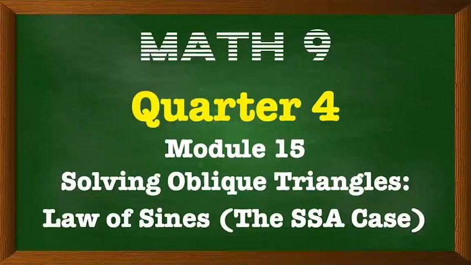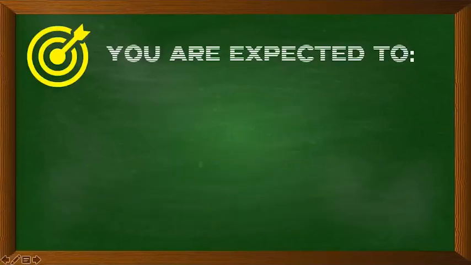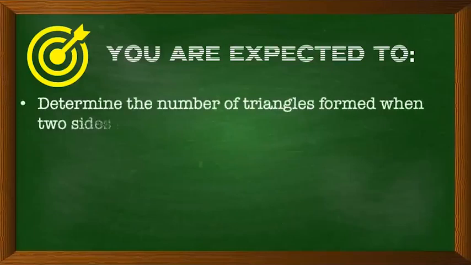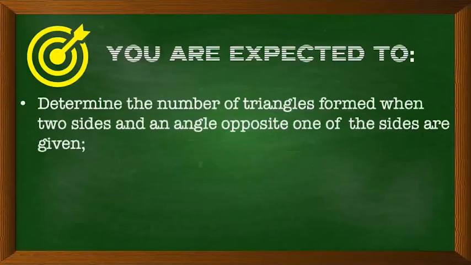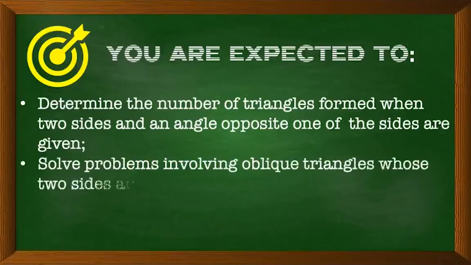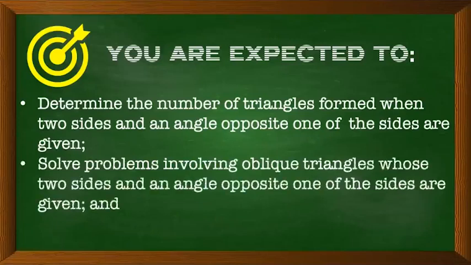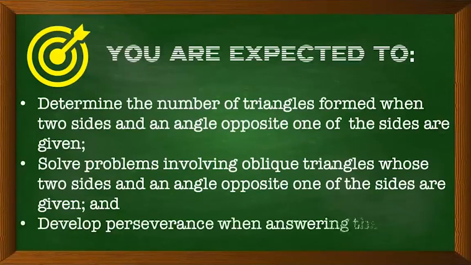Hello everyone, welcome to our video lesson in solving oblique triangles using the law of sines with a focus on the SSA case. After you watch this video, you're expected to determine the number of triangles formed when two sides and an angle opposite one of the sides are given. Solve problems involving oblique triangles whose two sides and an angle opposite one of the sides are given, and develop perseverance when answering the activities.